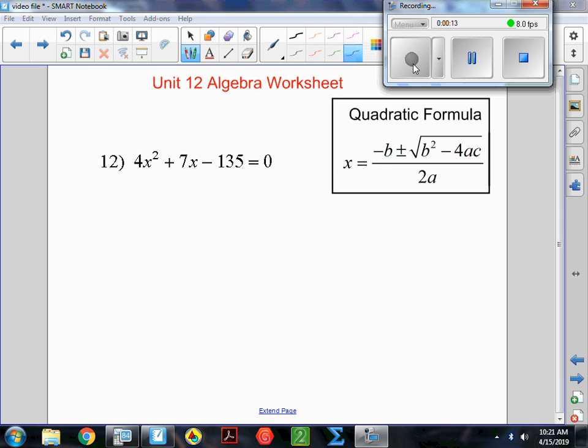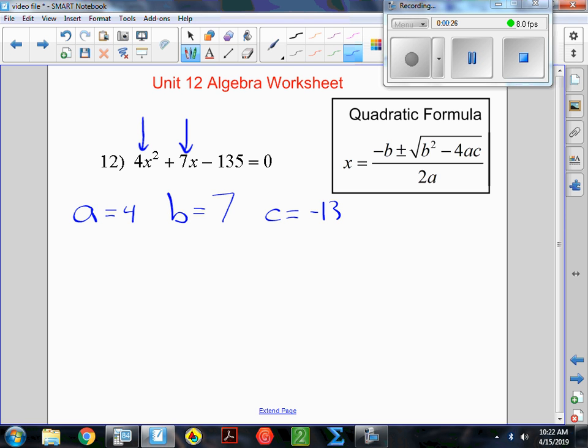We're going to use the quadratic formula. First thing you do with the quadratic formula is you identify all the parts. So a is equal to 4, that's the number in front of the x squared. B is equal to 7, that's the number in front of the x. And c is equal to negative 135. And that's the constant number that does not have an x.